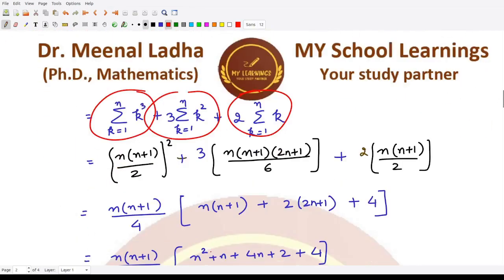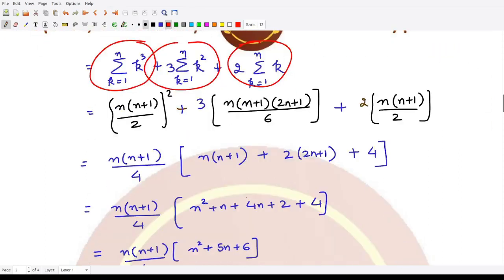Once you have written your expression like this, you know the formulas. The sum of cubes of the first n natural numbers is n into n plus 1 divided by 2, whole square. The sum of squares of the first n natural numbers is n into n plus 1 into 2n plus 1 divided by 6. And for the first n natural numbers the sum is calculated using the formula n into n plus 1 divided by 2.